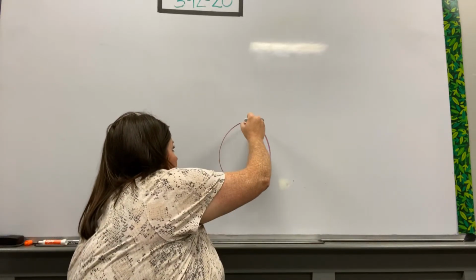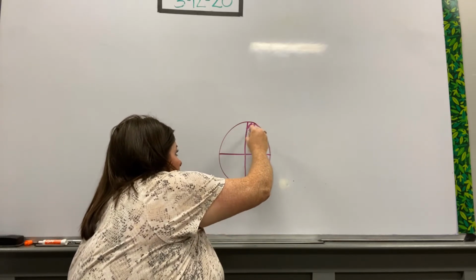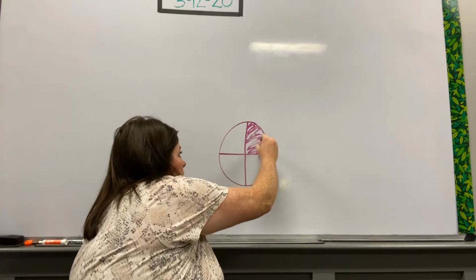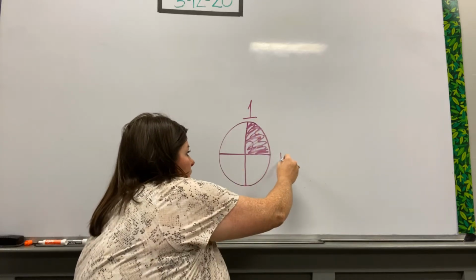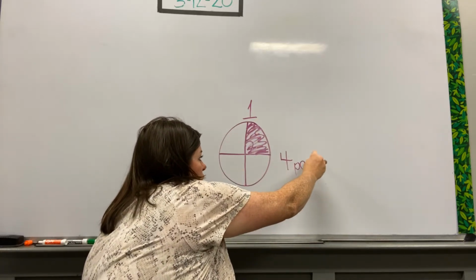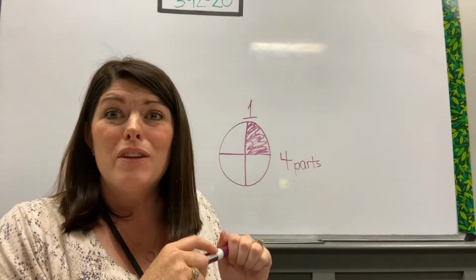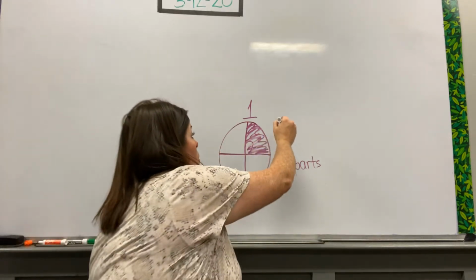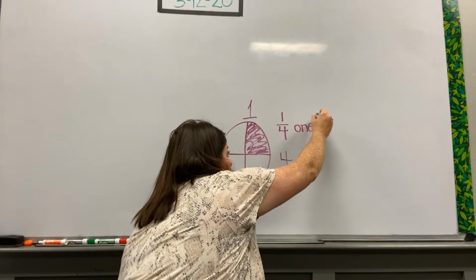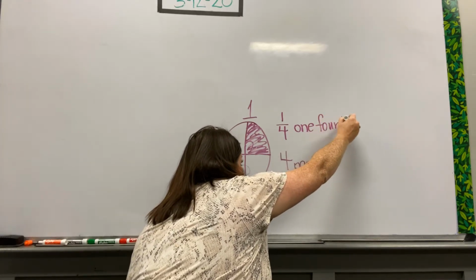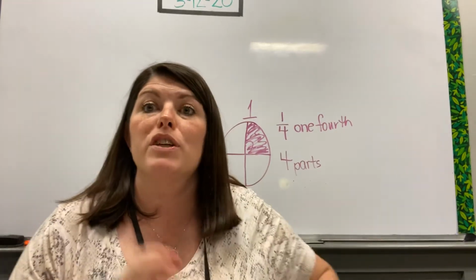So we had a whole pizza and we cut it. And remember, we could talk about each part and then we could talk about the whole. This is one whole pizza, but it's in 4 parts. One whole pizza in 4 parts. So if I'm talking about the shaded part, I'm talking about 1 out of 4, or 1/4 of a pizza.